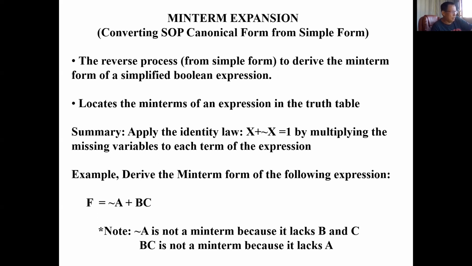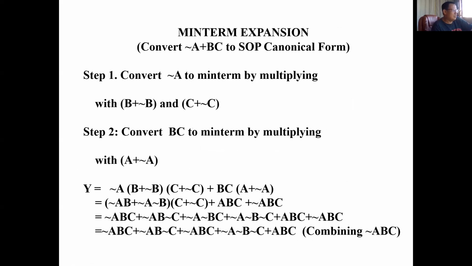For example, derive the minterms of the expression f equals not of A plus BC. Not of A is not a minterm because it doesn't have B and C. BC is not a minterm because it lacks A. A minterm must have all the variables. Do you follow? So how do you do that?